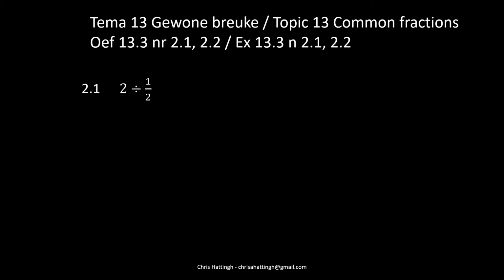Number 2, you need to simplify the following. When you divide with a common fraction, you're not going to divide, you're going to multiply. You're going to use the inverse and you're going to multiply. So you're not going to say divide by a half. You're going to multiply with 2 over 1. So you're going to say 2 over 1 times 2 over 1, or just 2 times 2 will give you 4.